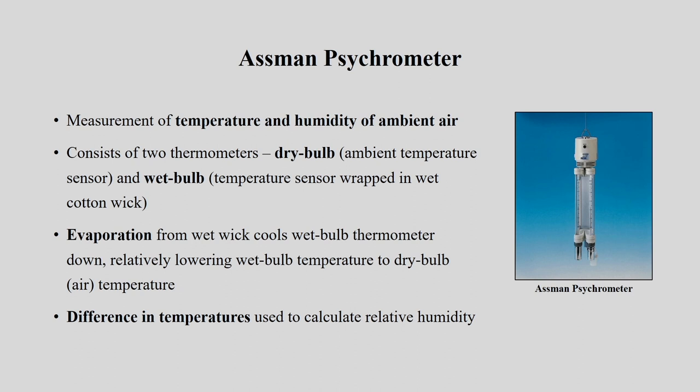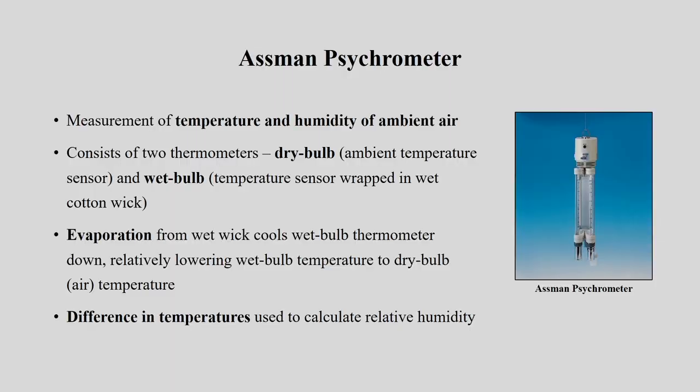Then this is a different type of psychrometer. We will measure the ambient temperature and relative humidity using this particular instrument. It's very nice that it has a dry bulb and a wet bulb. From the wet bulb you can understand what kind of evaporation is happening due to the content of water vapor in your environment.